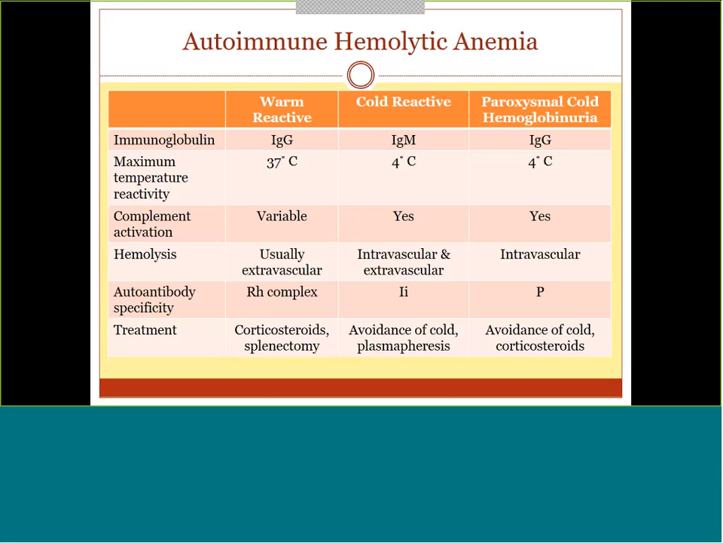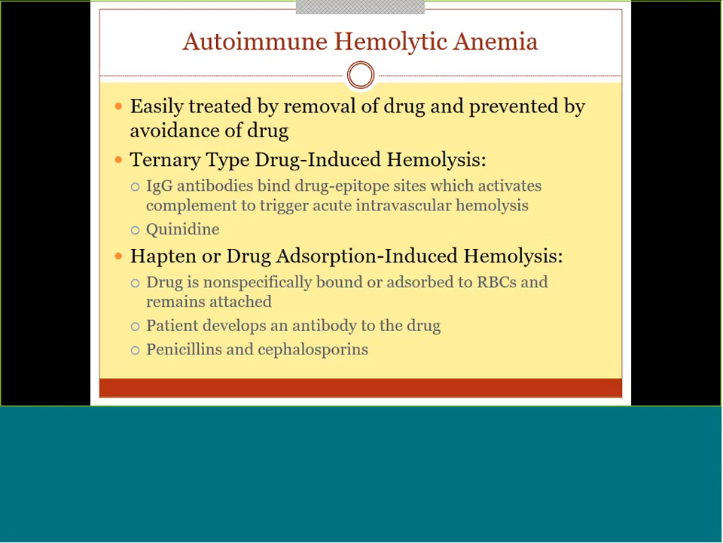So in one of the rows toward the bottom, it talks about autoantibodies that might be involved. Cold reacting typically involves an autoantibody that's called I, and then paroxysmal cold typically involves an autoantibody that's called P. You'll learn more about those in blood bank again, but I do ask that you know this chart. I think it will really help you on test questions.